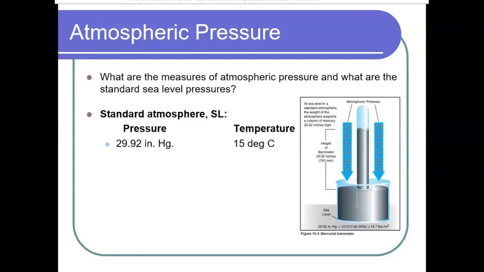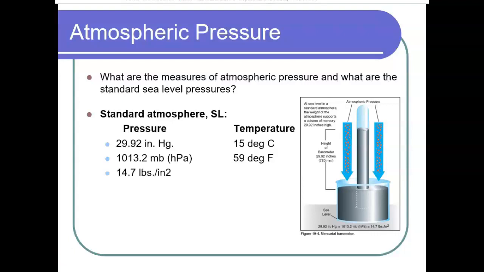So what are the measures of atmospheric pressure and what are the standard sea level pressures? Well, if we measure sea level pressure with a barometer, it is 29.92 inches of mercury. The temperature at sea level is 15 degrees Celsius. We can also measure that in millibars. The standard atmospheric pressure at sea level in millibars is 1013.2. And we can measure the temperature in Fahrenheit, which would be 59 degrees Fahrenheit.